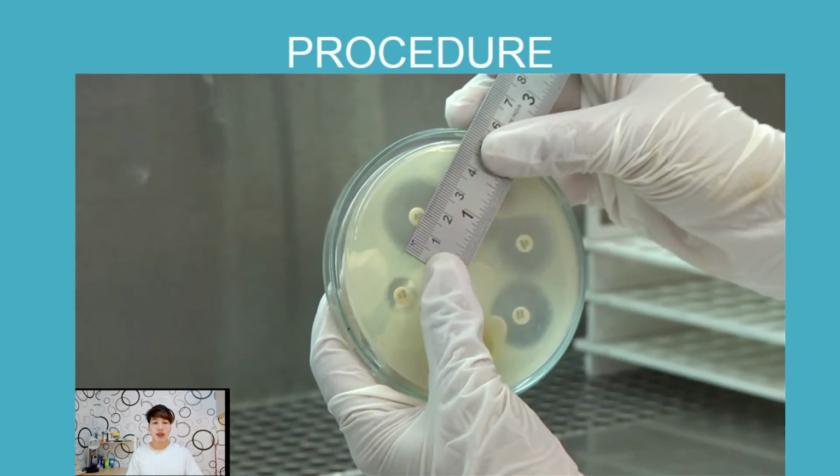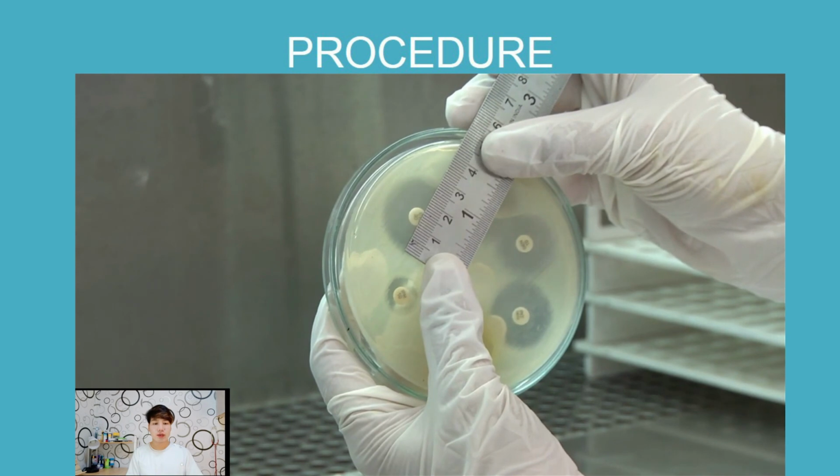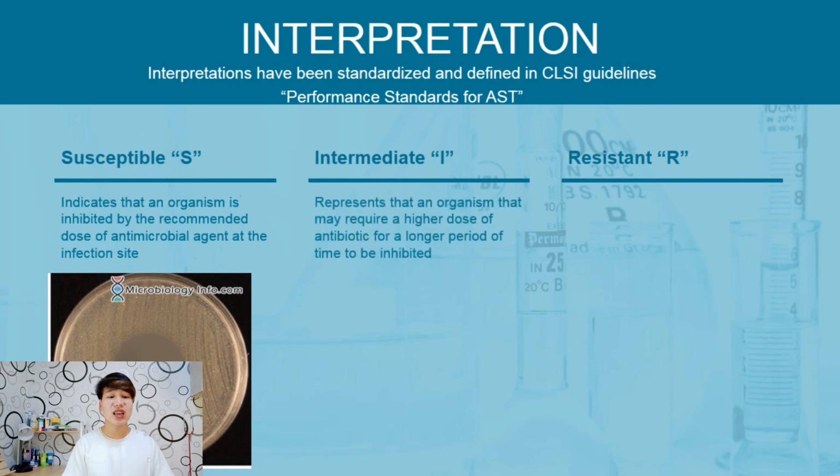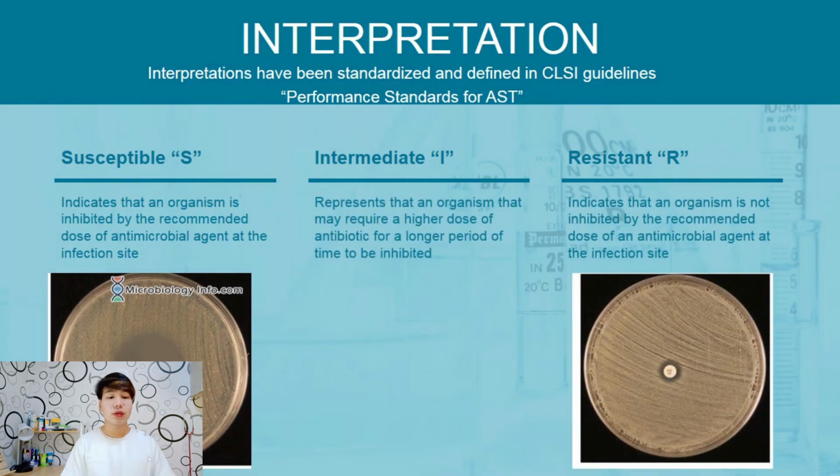Use a ruler to measure the diameter of each zone of inhibition in millimeters. The end point is where the growth stops. Refer to the following slide for the zone interpretation. As for the interpretation, it has been standardized and defined by CLSI guidelines, the Performance Standards for AST. So, susceptible or S indicates that an organism is inhibited by the recommended dose of antimicrobial agent at the site of infection. Intermediate or I represents that an organism may require a higher dose of antibiotic for a longer period of time to be inhibited.